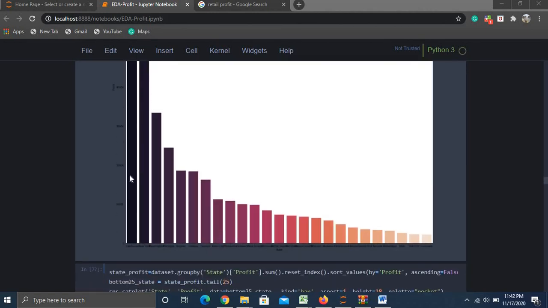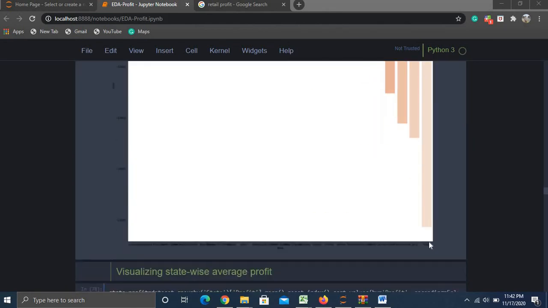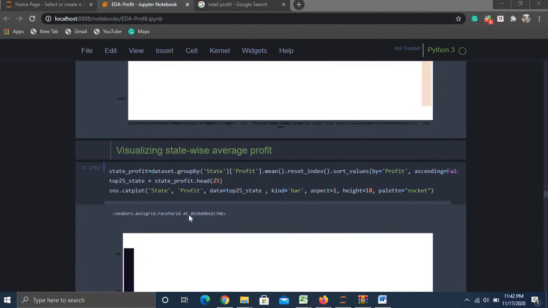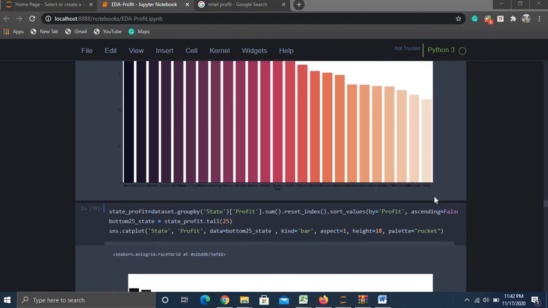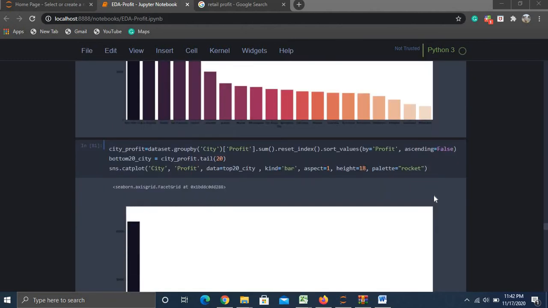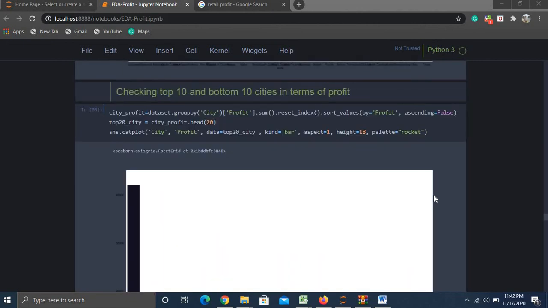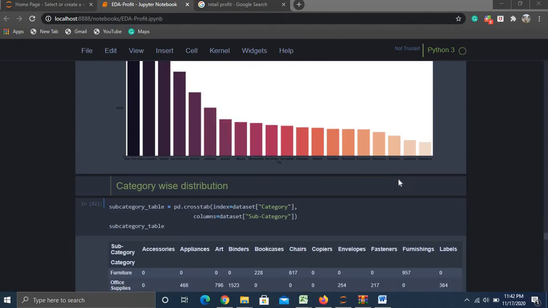California has the highest total profit, and Texas has the lowest total profit. If you're going by state-wise mean profit, Vermont has the highest, and again Texas has the lowest. Going by the top 10 and bottom 10 cities in terms of profit, New York has the highest profit in terms of cities, remember, not the state, and the lowest is Milwaukee.